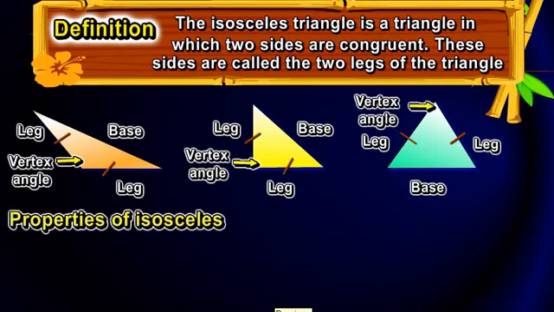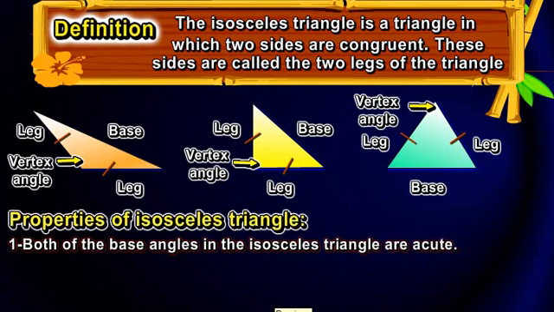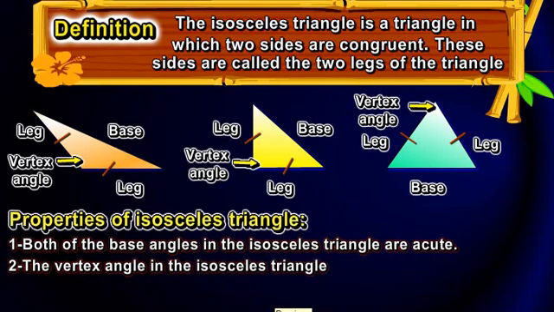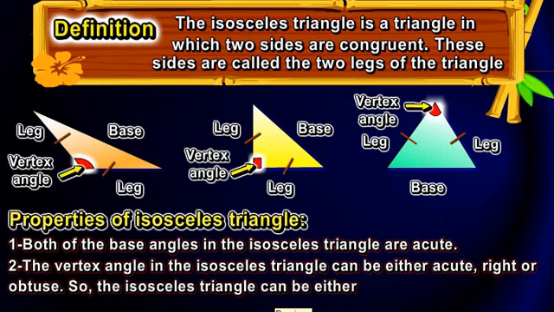Properties of isosceles triangle. 1. Both of the base angles in the isosceles triangle are acute. 2. The vertex angle in the isosceles triangle can be either acute, right, or obtuse. So, the isosceles triangle can be either an obtuse, right, or acute angle triangle.